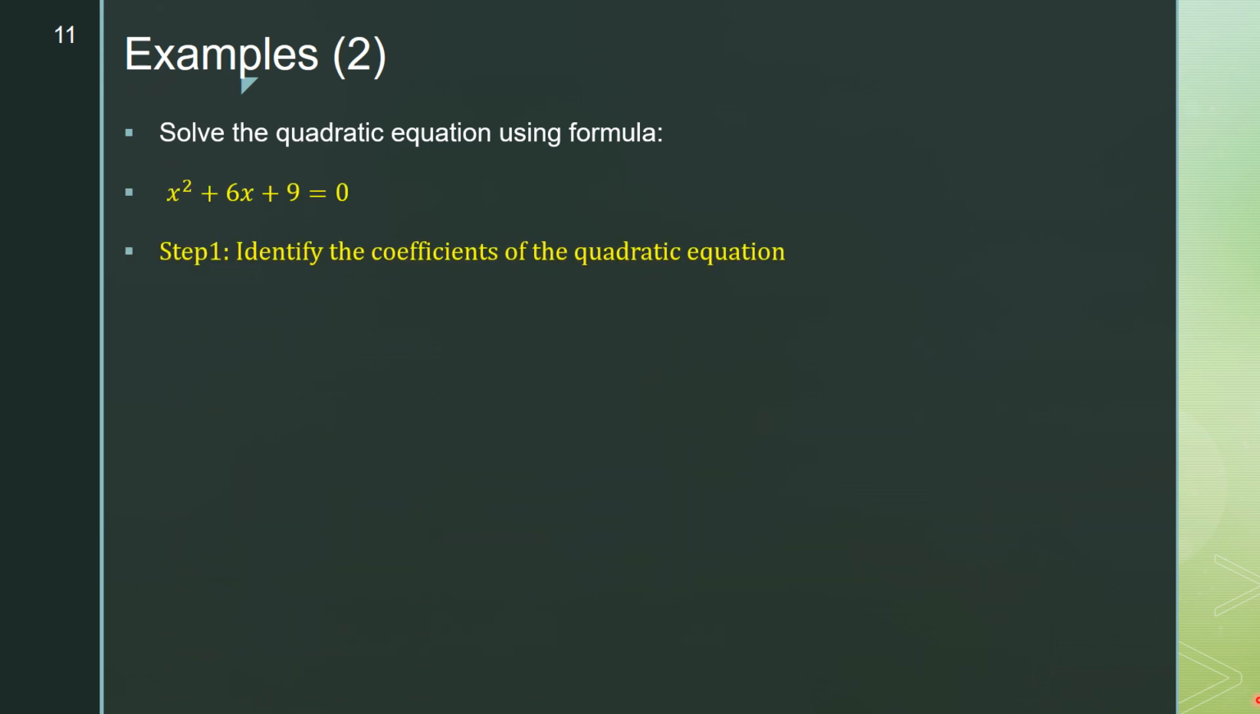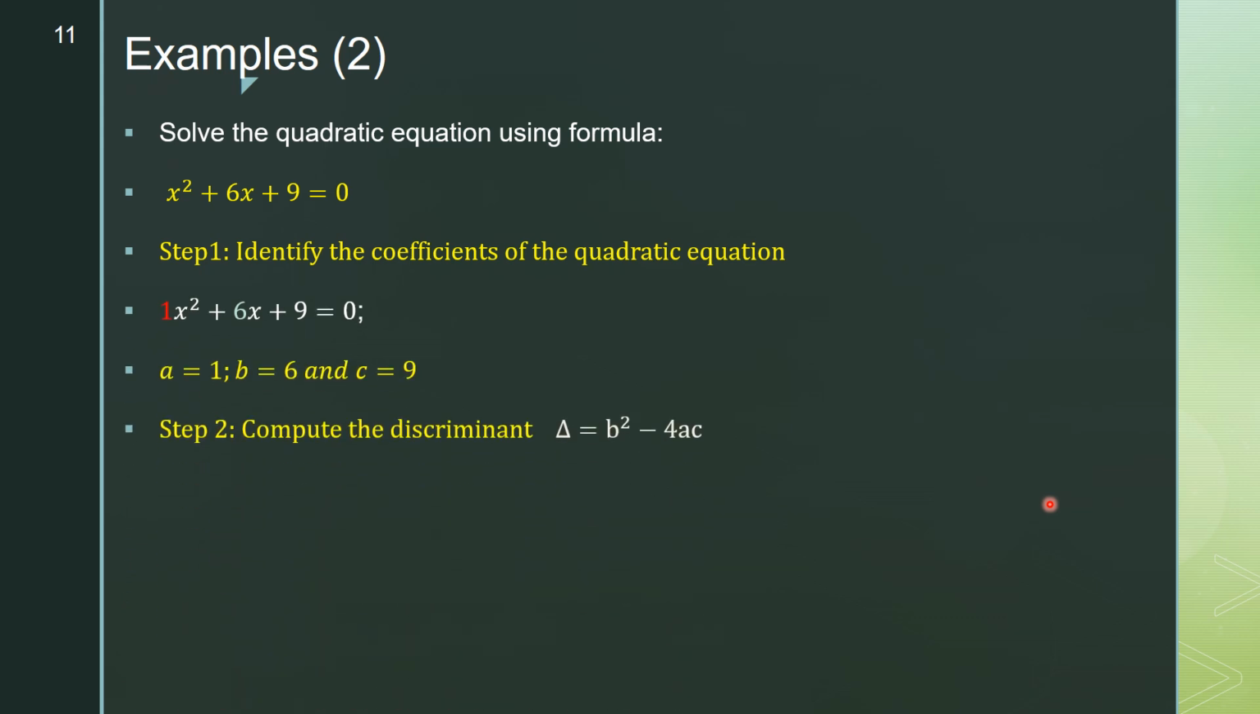One more example. X squared plus 6x plus 9 equals 0. Again, we have to identify the coefficients a, b, and c, and then use this formula for delta. Calculate delta, you will find delta equals 0. This is case number 2.